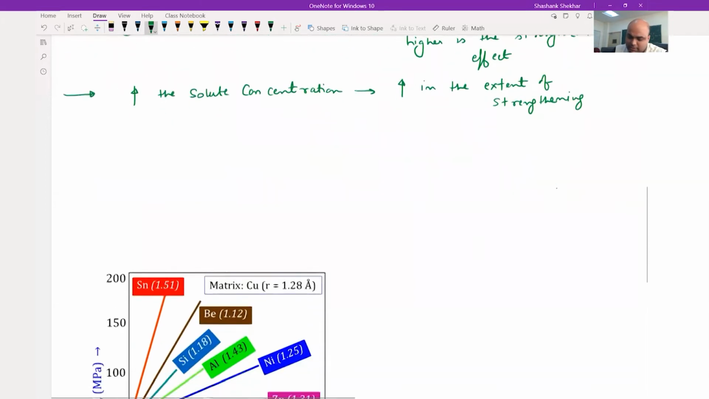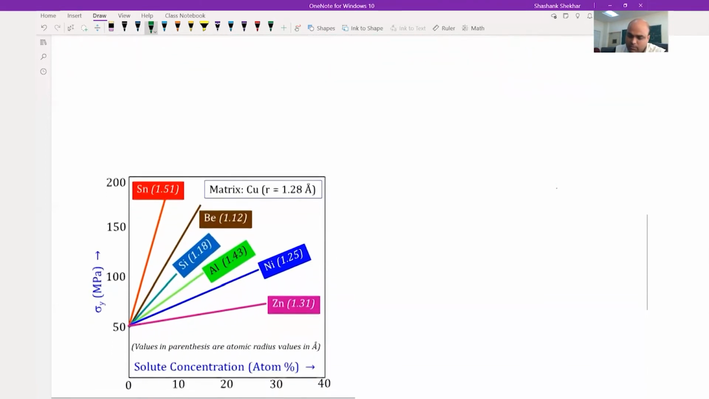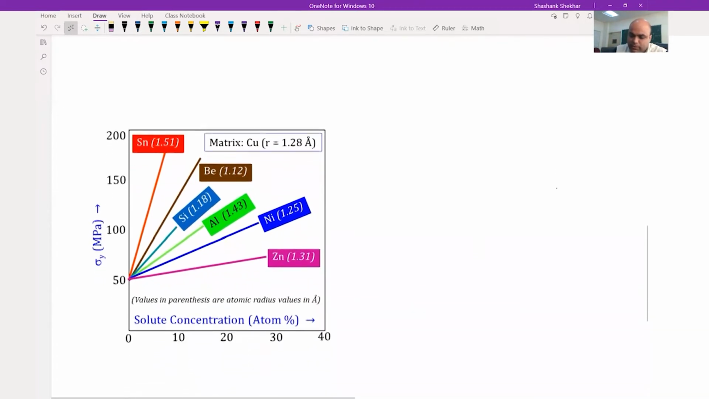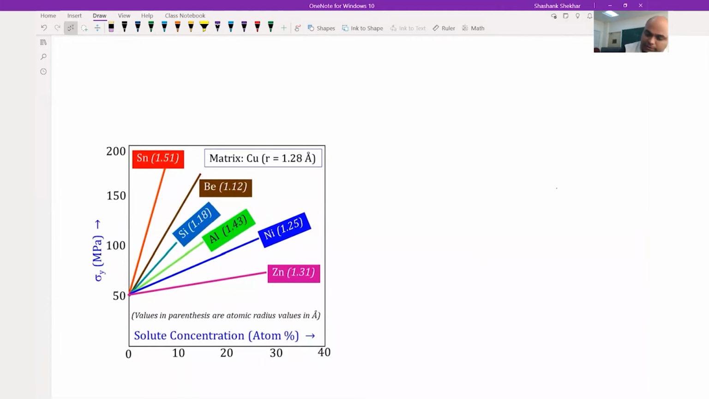Now, let us understand how the strength is going to vary with respect to size and concentration. We know that if we increase the size as well as concentration of the solute, then you are going to see more effect of strengthening, right? So I have some quantitative plot here, the effect of size and concentration.